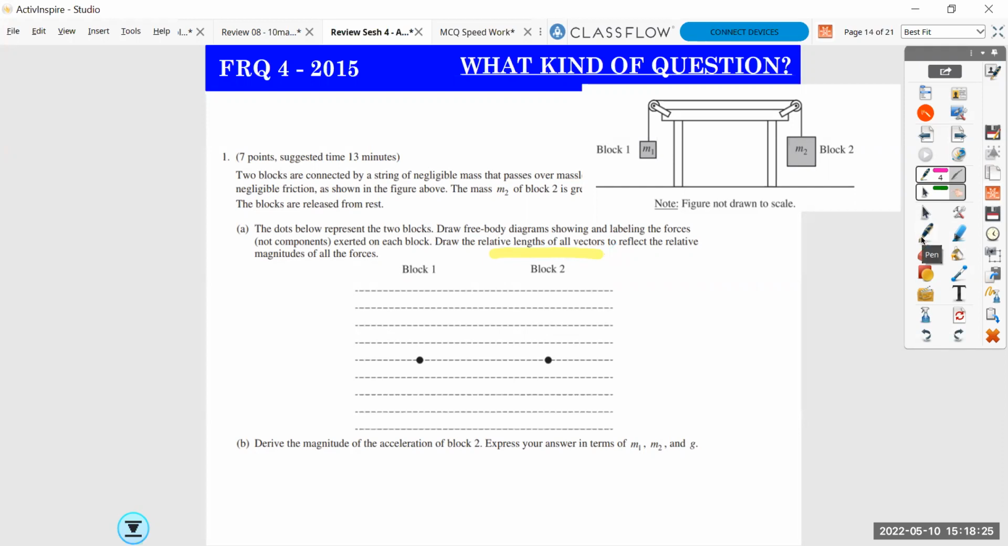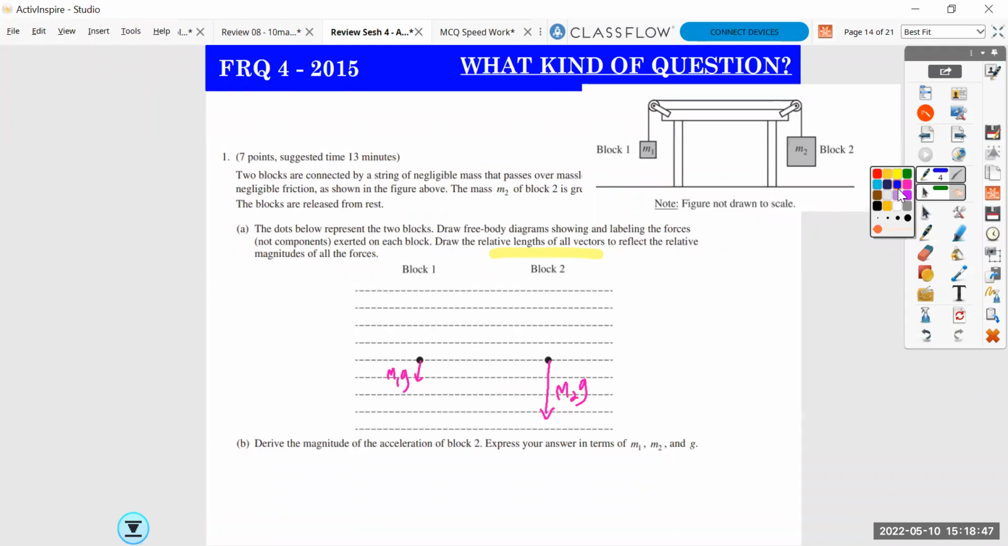So I'm going to go ahead. I know block 2 is bigger than block 1. So I'm going to go ahead and draw M2G pretty big. I'm going to draw M1G pretty small. Well, that's not the only force. I also have tension, right? Tension being up.